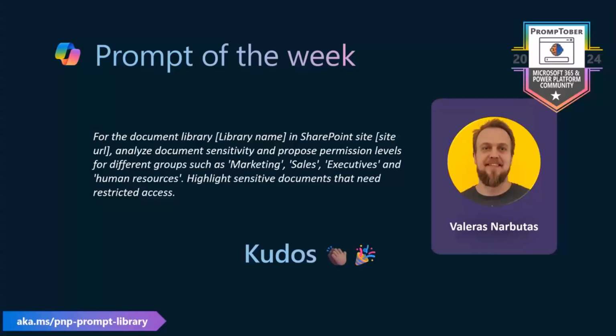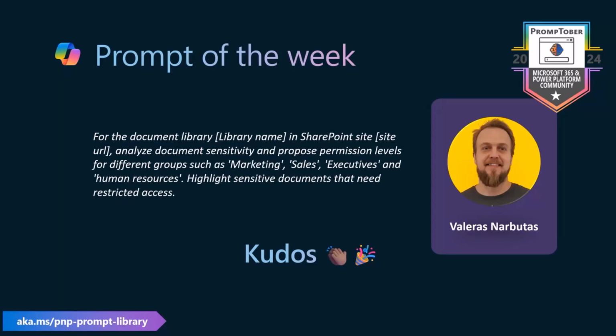So, the prompt of the week is coming from Valeras Narbutas: for the document library SharePoint site, analyze document sensitivity, propose permission levels, different groups, and so on, basically making Copilot work on our behalf based on the data and information we have within the SharePoint library. Super cool option. An example of what you can do with Microsoft Copilot.